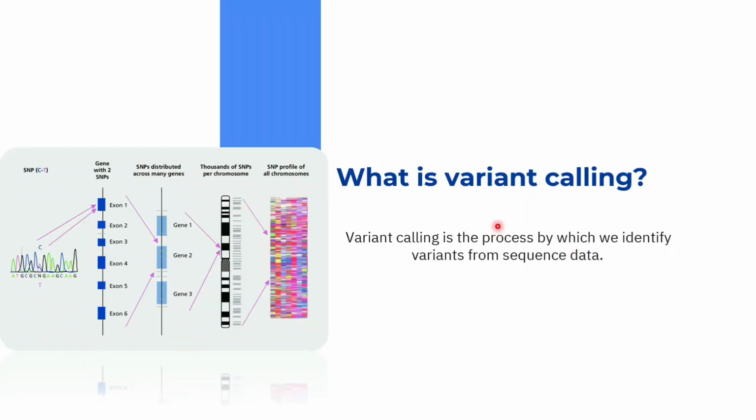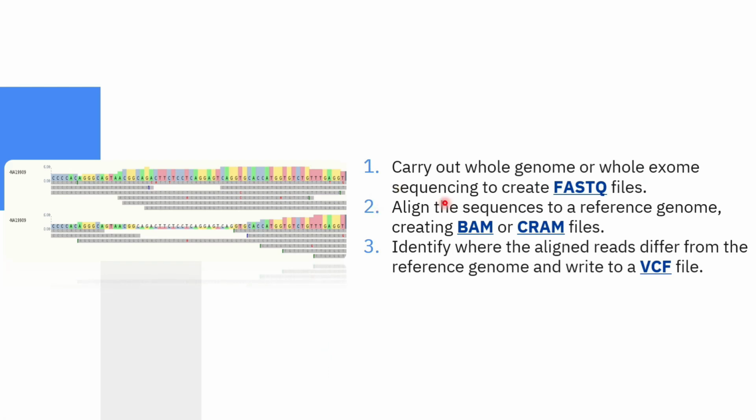So what basically is variant calling? Variant calling is a process by which we identify variants from sequencing data. Here in the illustration, you can see an SNP sequence that is identified and related to a gene, and then it is distributed across many genes. Then thousands of SNPs are identified in the chromosome, and an SNP profile is constructed across the chromosome to check how many single nucleotide polymorphisms were involved in forming that NGS data.